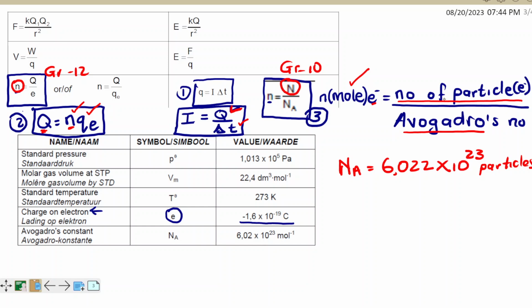So the question is, we want to find the number of particles, but what is the number of moles? So we need another formula now. The number of moles of the electron is equal to, you remember, let me not confuse you now. Go back here. I want to show you something.